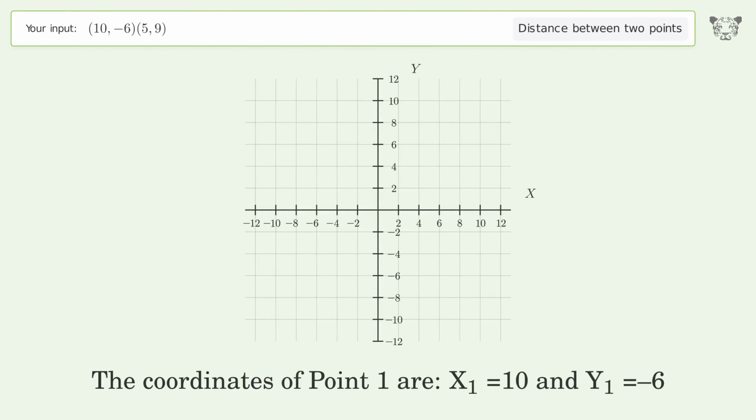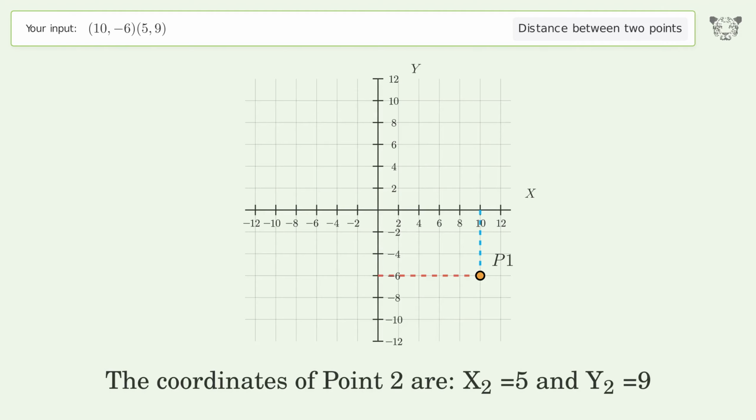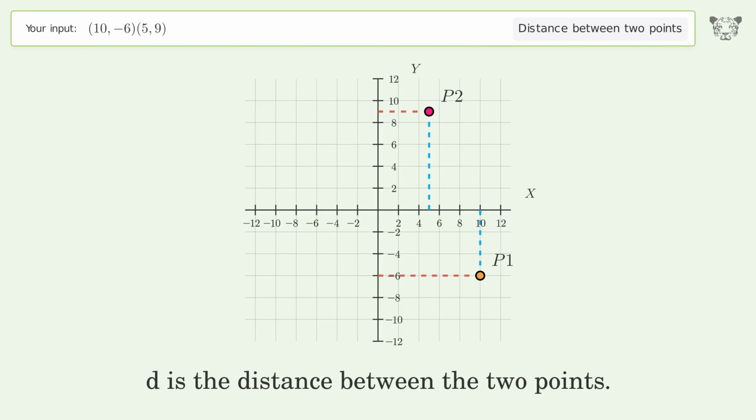The coordinates of point 1 are, x1 equals 10 and y1 equals -6. The coordinates of point 2 are, x2 equals 5 and y2 equals 9. D is the distance between the 2 points.